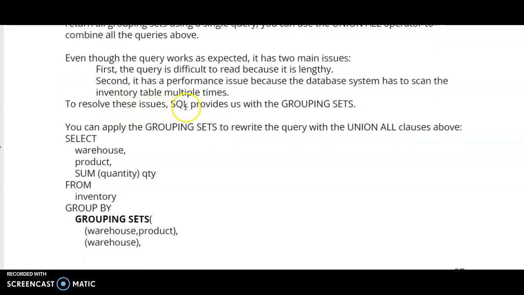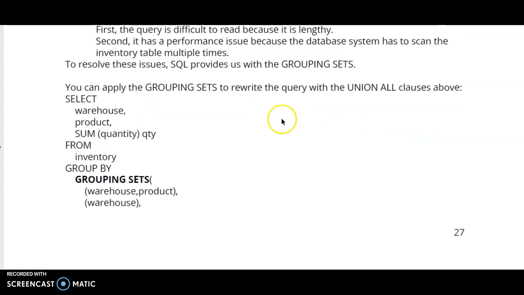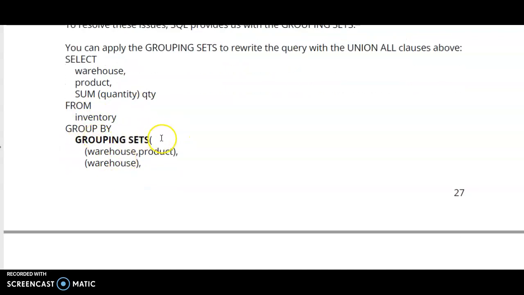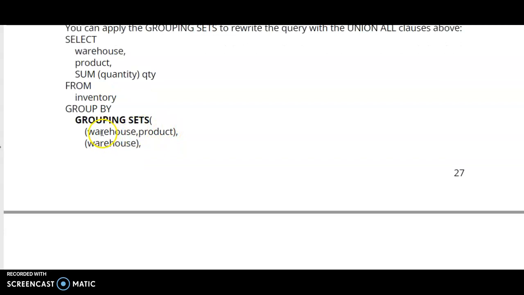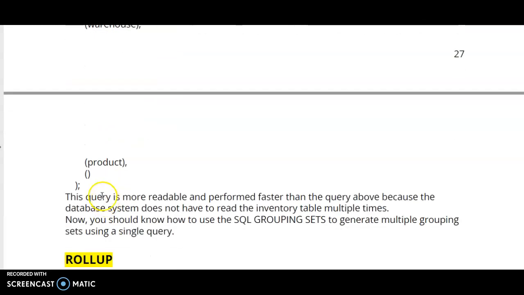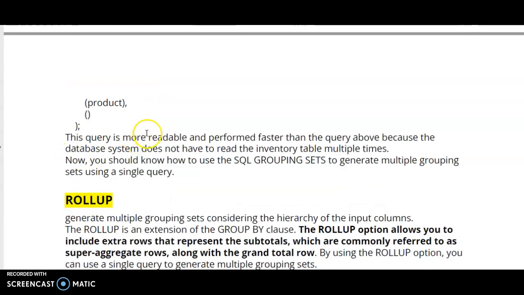To resolve this issue, SQL provides us the GROUPING SETS. You can apply the grouping sets to rewrite the query with the UNION ALL above. SELECT warehouse, product, SUM(quantity) QTY FROM inventory GROUP BY GROUPING SETS in the bracket: (warehouse, product), warehouse, product, and empty. This query is more readable and performs faster than the query above because the database system does not have to read the inventory table multiple times.